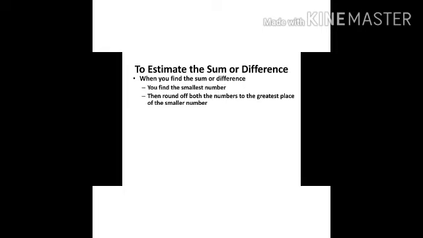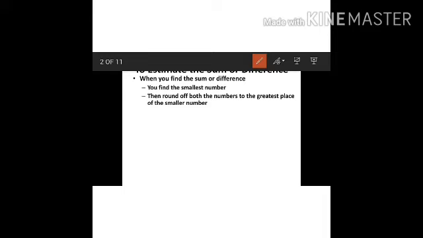Now, I'll explain it with an example. Consider the numbers 2874 and 135. We are adding these two numbers. We have to get an estimated value. So when we are adding these two numbers, we first have to find the smallest number. Here, which number is the smallest one? It is 135.